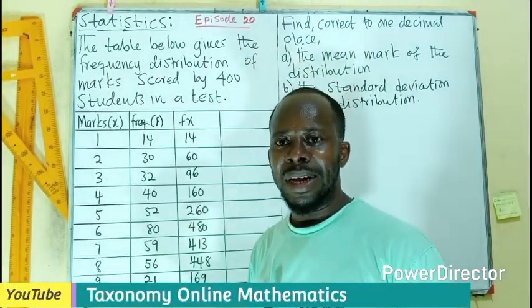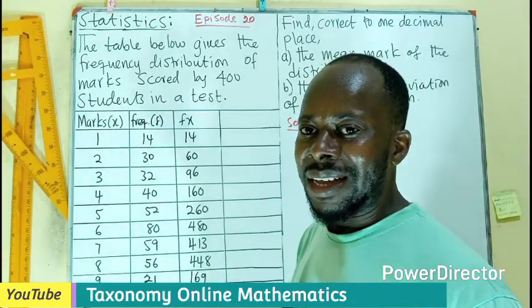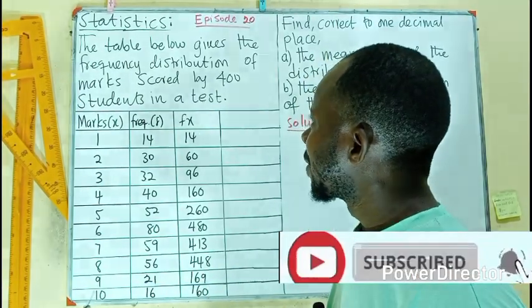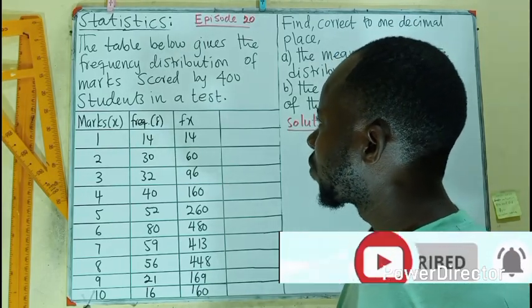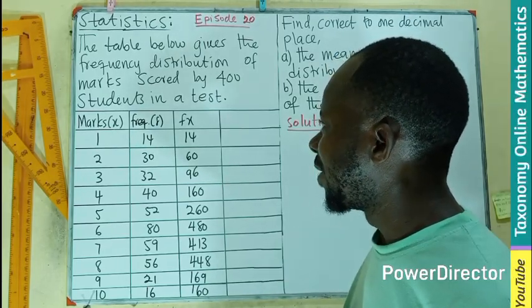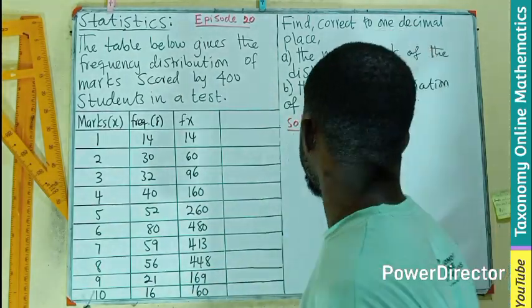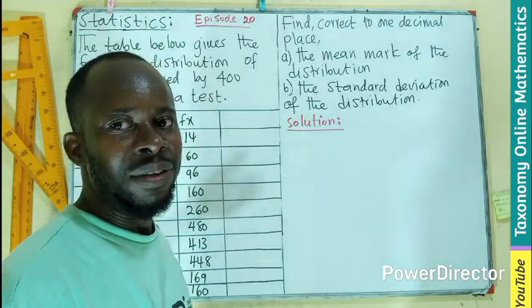Hello, welcome. Let's provide answer to this question still under tutorial on statistics, episode number 20. The table below gives the frequency distribution of marks scored by 400 students in a test. These are the marks given unto us. So we have to find, correct to one decimal place, the mean mark and the standard deviation.